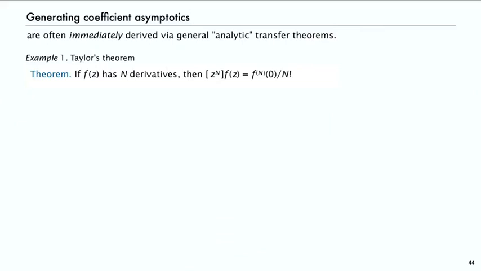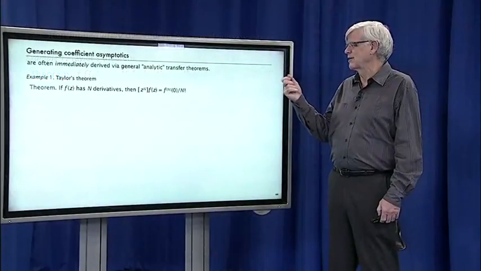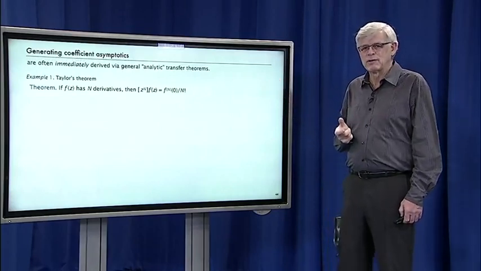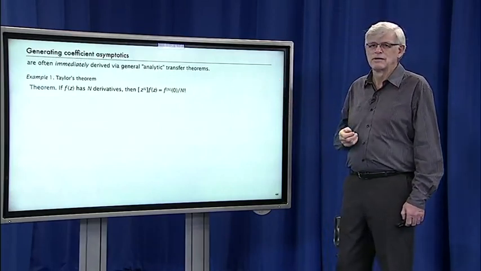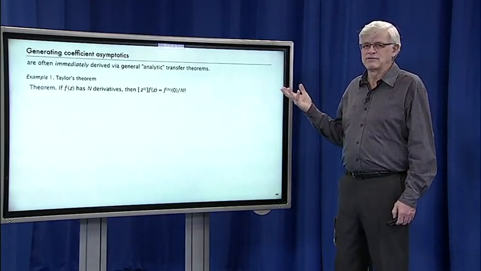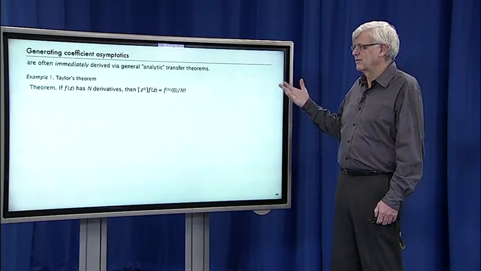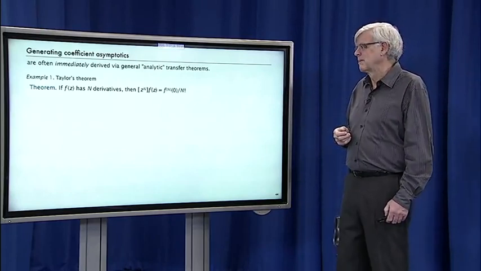For example, Taylor's theorem is a transfer theorem. If you have a generating function f of z and you know its derivatives, then the coefficient of z to the n in f of z is the nth derivative evaluated at 0 over n factorial. And for lots of functions, that's how we extract coefficients. That's how we get started with generating functions.